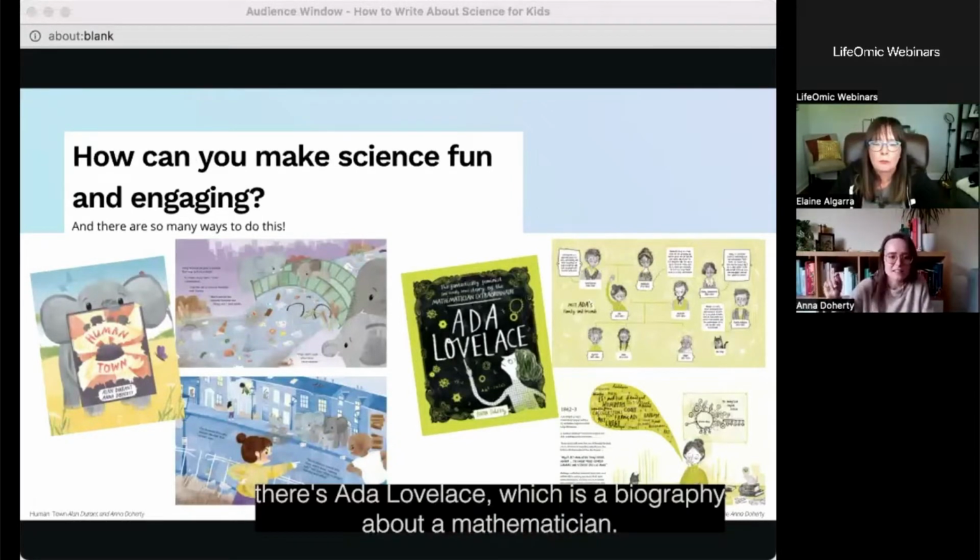Whereas on the other side, there's Ada Lovelace, which is a biography about a mathematician.